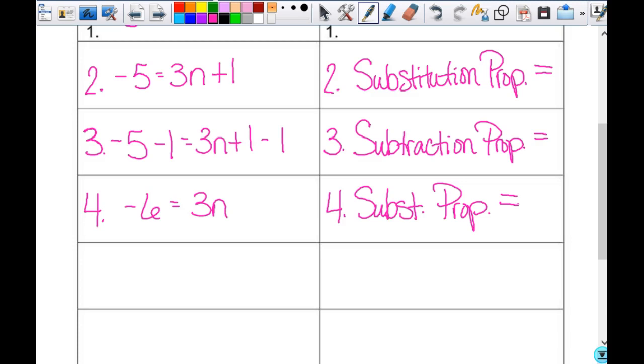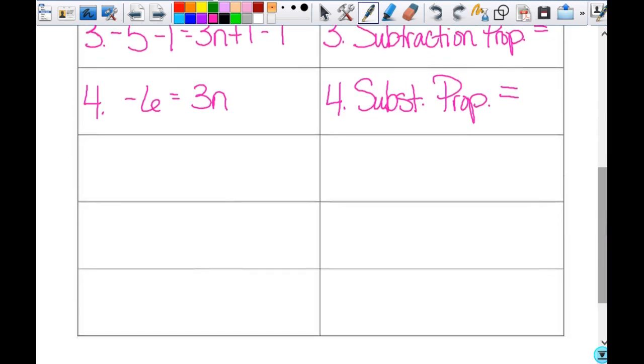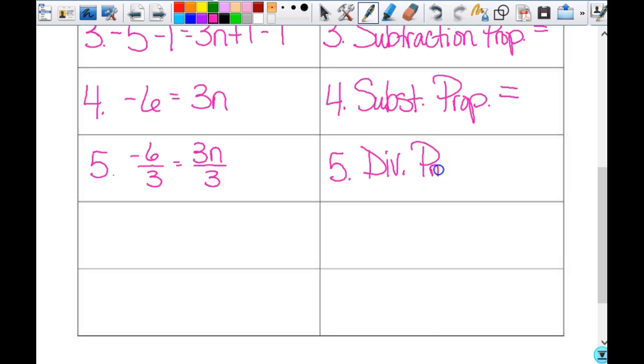Okay. All right, so now we're here. So now I've still got to get n by itself. So what do I have to do now? Divide by 3. So this is going to be -6 divided by 3 equals 3n divided by 3. What do you think this reason is? Good. Division, property of equality. Abbreviations are fine as long as they make sense. By that I mean SUB period doesn't make sense because I don't know which one that is, right? DIV period is fine because nothing else would make sense right here.